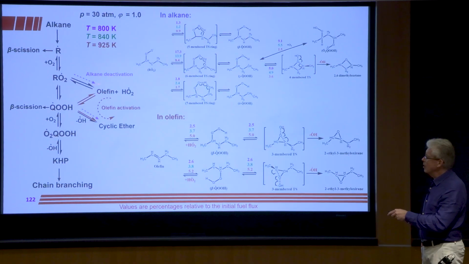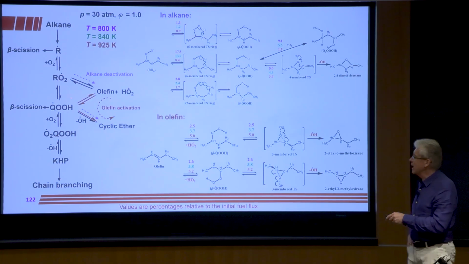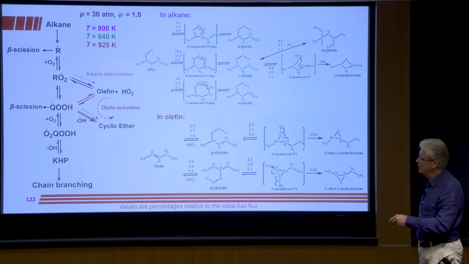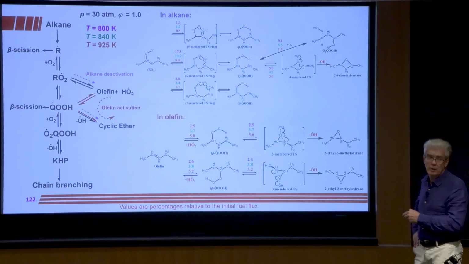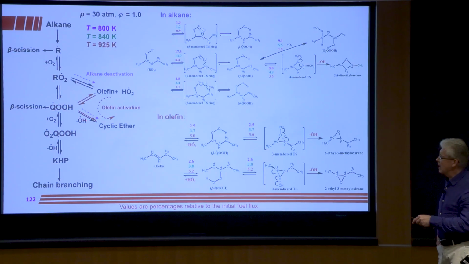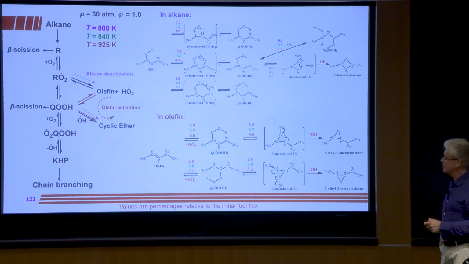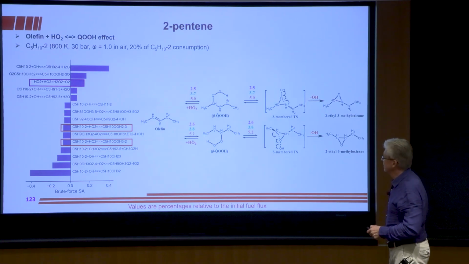So what happens is you do eventually form OH radicals, and then you eventually get HO2 radicals. And then olefin plus HO2 starts to happen to give you the hydroperoxy alkyl radical, right? And then a large part of that hydroperoxy alkyl radical actually ends up forming cyclic ether. So the olefin activation seems to occur largely through olefin plus HO2 giving cyclic ether plus OH, okay? That's just something that we were looking at recently.